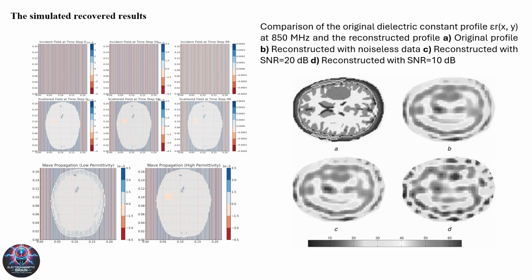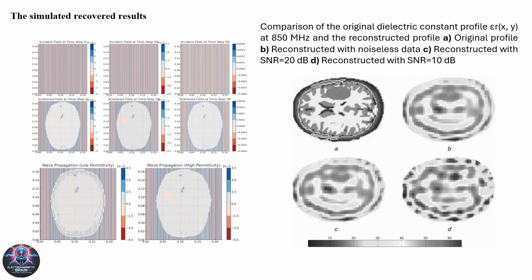At the bottom left, we shift focus to wave propagation in 2 different material conditions. These plots represent wave propagation for low and high permittivity values, allowing us to compare how the material properties of the medium affect wave behavior.